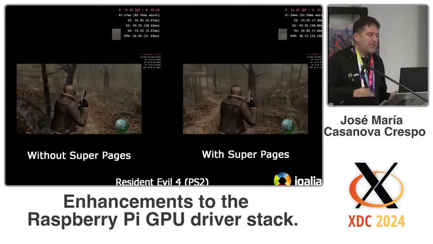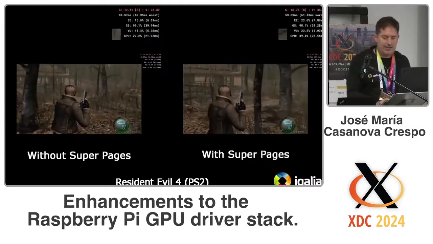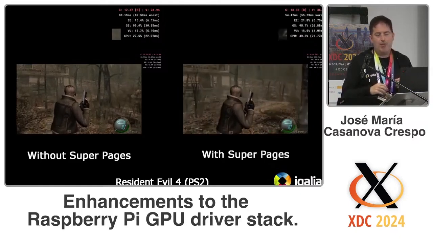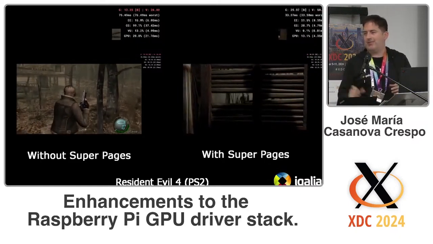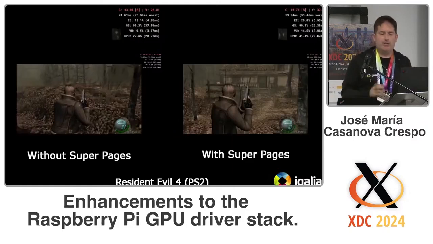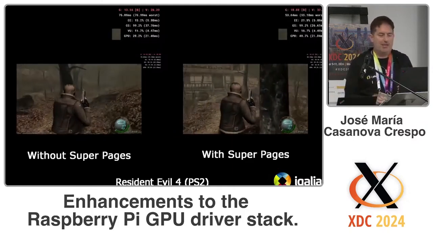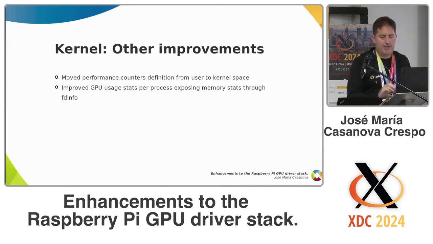So this is something that has recently landed upstream in the Linux kernel, and we are now studying how we can take advantage of that for other things, like increasing the size of the command list to use a big page instead of 4K pages, and this would reduce the number of accesses that we need to do to the page table.